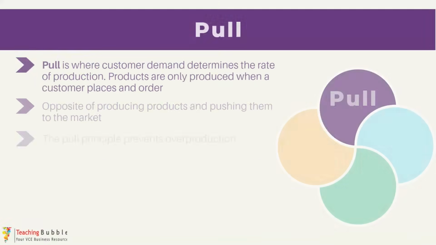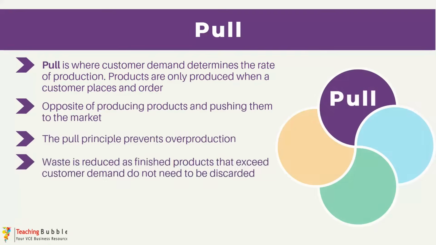So the pull principle revolves around letting customer demand dictate the production rate. So the customer-driven approach prevents overproduction and consequently reduces wastage. So it's the opposite of producing products and then pushing them to the market. Here, the market demand is driving how much is being produced. And so that prevents overproduction. And waste is reduced because finished products that exceed customer demand don't need to be discarded because there's no overproduction.